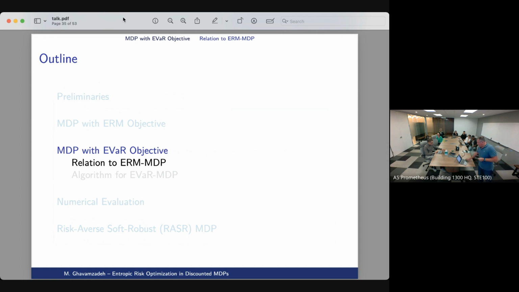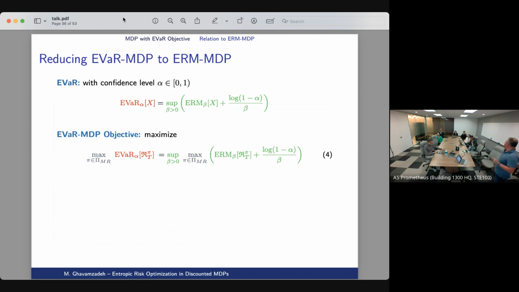Okay, so now we try to solve this by connecting it to ERM. Let's first start with the definition. The first line is the definition of EVAR. So EVAR is a sup over beta of the ERM plus a term that depends on the risk parameters of the ERM and the risk parameter of EVAR. So now, when you look at the objective, you are maximizing the EVAR. If I maximize the EVAR, we can switch the sup and max, which is possible in this case, this has some technicality, then you have the max over ERM and a term that is independent of policy.